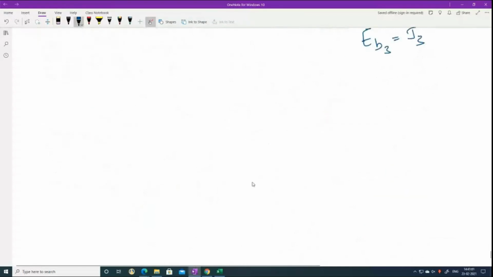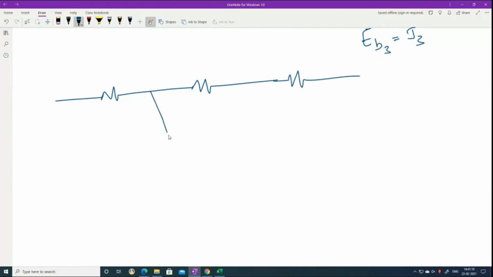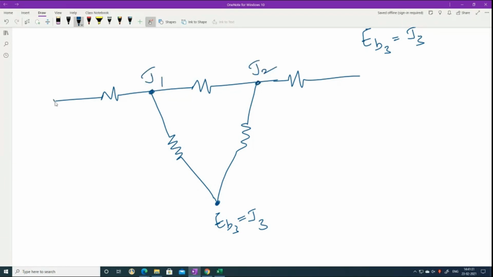So if I have to draw the circuit here, I actually have to draw it. For each problem you have to draw. So it will be like this. Here you get EB3 is equal to J3. This is J2. This is J1. This is EB1. This is EB2.